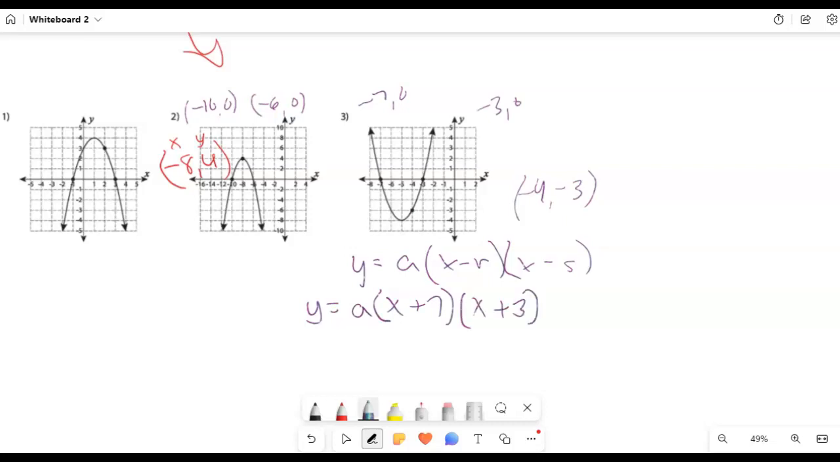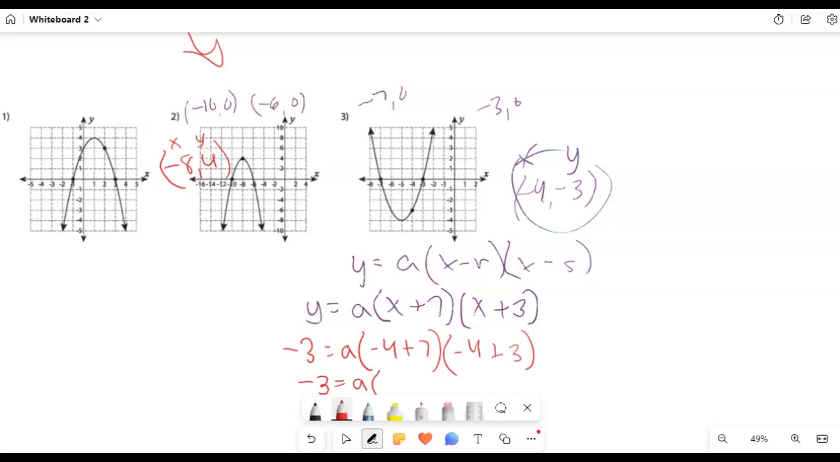All right, so notice I did some of that mental math myself, but make sure that if you're messing around with negative signs that you're very careful. I know that a negative minus a negative is going to give me a positive. So now I can go ahead and substitute my x and my y. So we're going to substitute negative 3 equals a times negative 4 plus 7, negative 4 plus 3. We'll get negative 3 equals a times 3 times, in this case, negative 1.